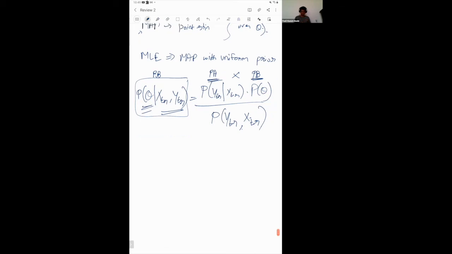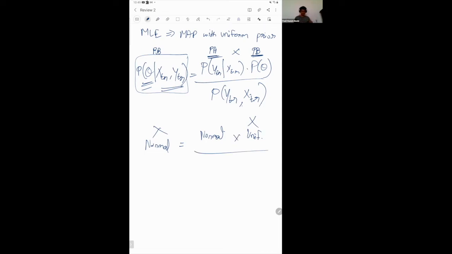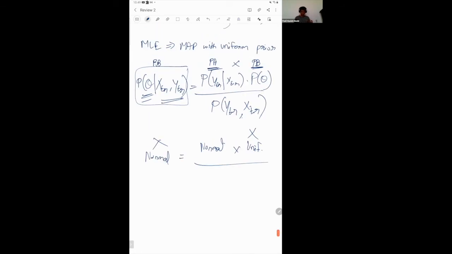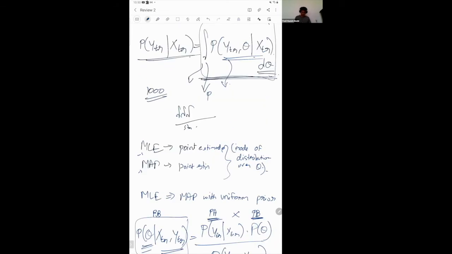As an example, if I assume this is some uniform distribution and this is some normal distribution, then my output is a normal distribution. This is not conjugate because the distribution itself changed after multiplying these two quantities. Generally, what we would ideally want is this, and it also sometimes helps in obtaining a closed form solution, because you can take this as probability of y train given x train comma theta and probability of theta d theta.